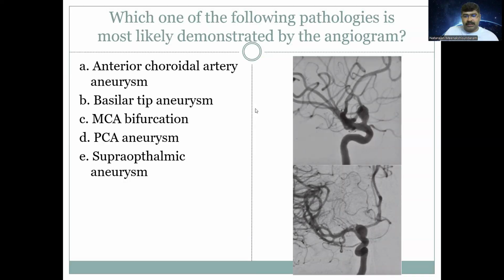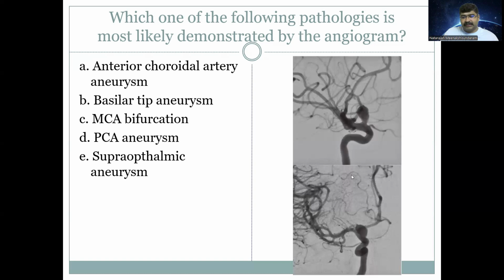So which one of the following pathologies is most likely demonstrated in this angiogram? Any guesses? What is the type of aneurysm you are seeing here? Okay. So let me define the findings of this angiogram.